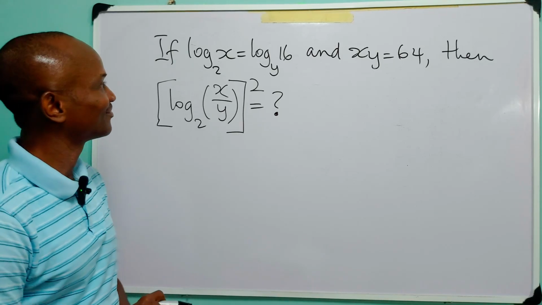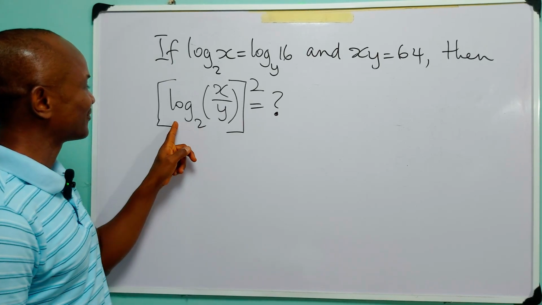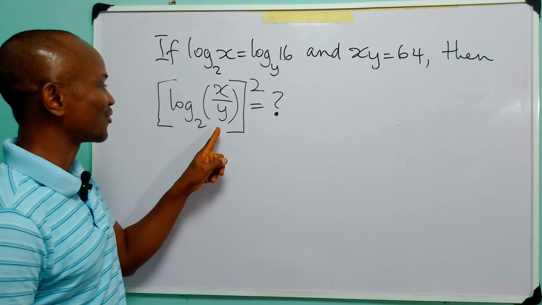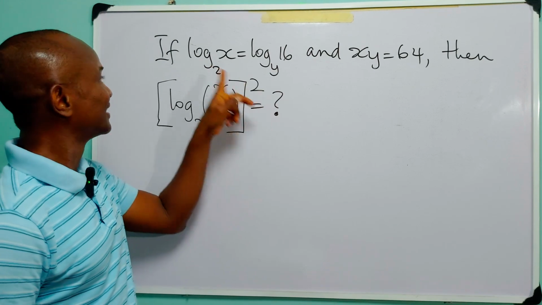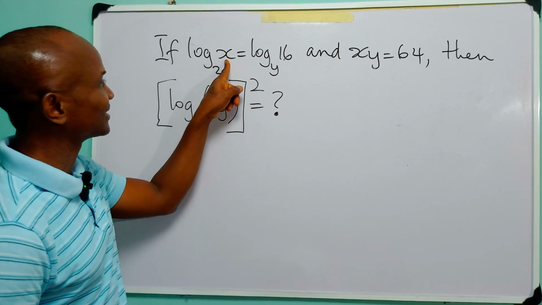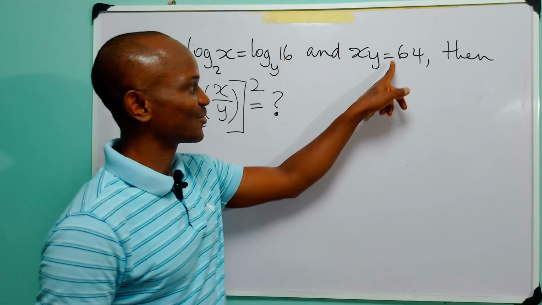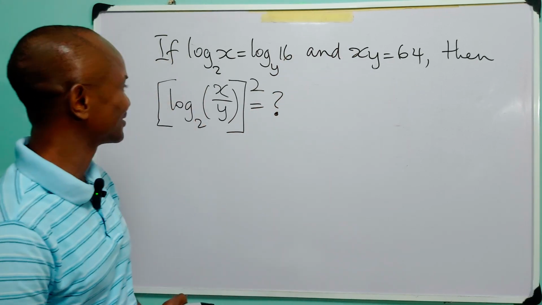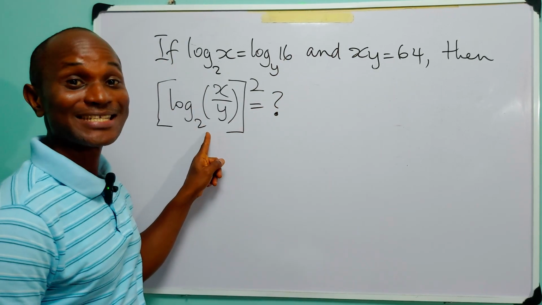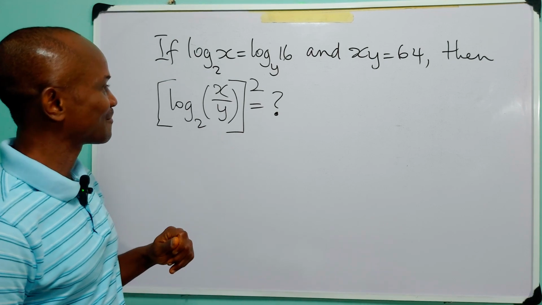Hello and welcome. Our task for today is to find the value of log to base 2 of (x over y) squared, given that log to base 2 of x is equal to log to base y of 16 and x times y is equal to 64.